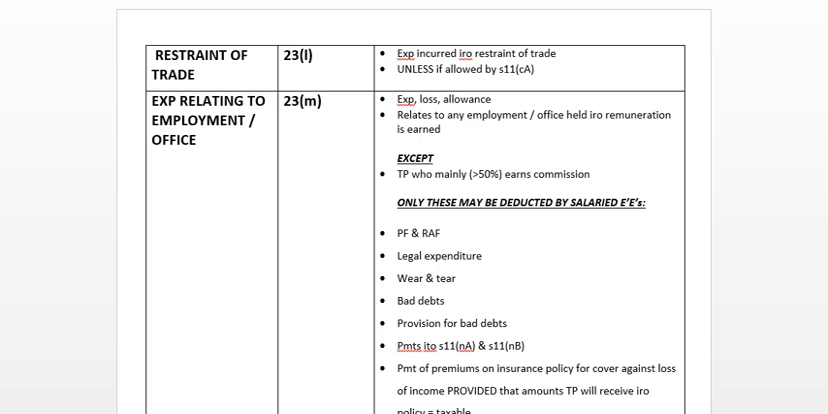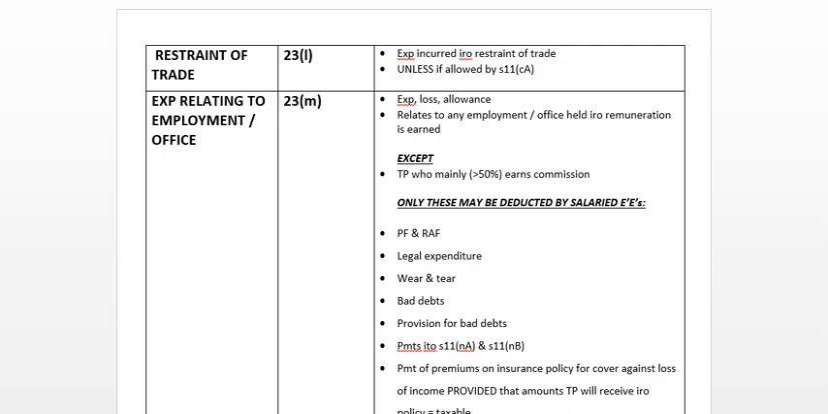So restraint of trade, section 23L. Expenditure incurred in relation to restraint of trade is prohibited, unless it is allowed in terms of section 11CA. We're going to go through that a bit later in your special deductions, but you just need to know it's a prohibited deduction. Section 11CA goes into detail and allows certain restraints of trade. There are certain conditions that need to be met.